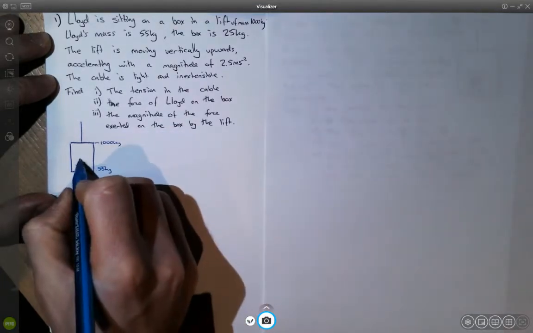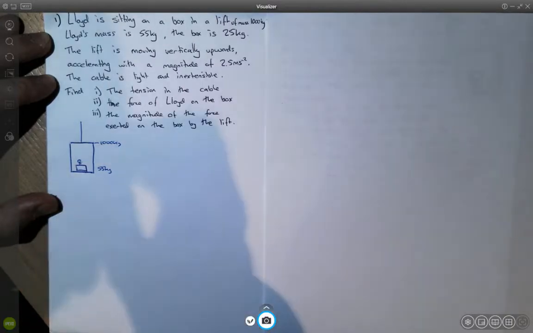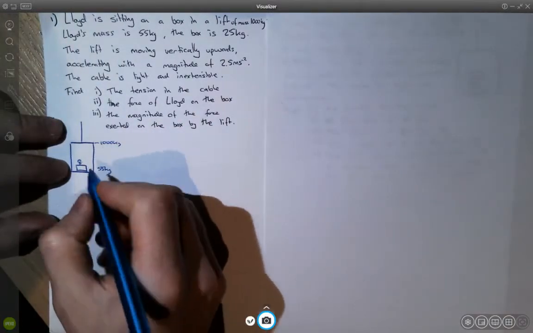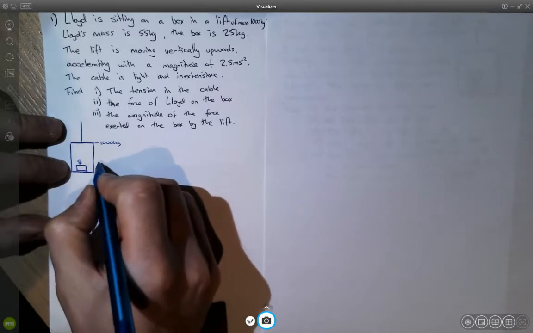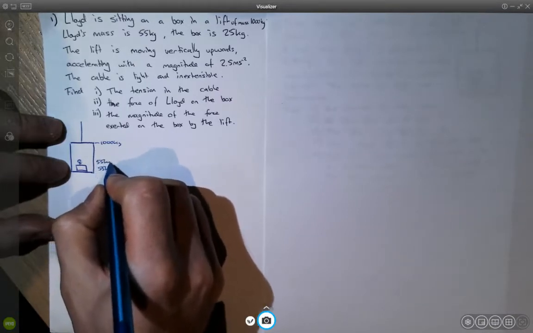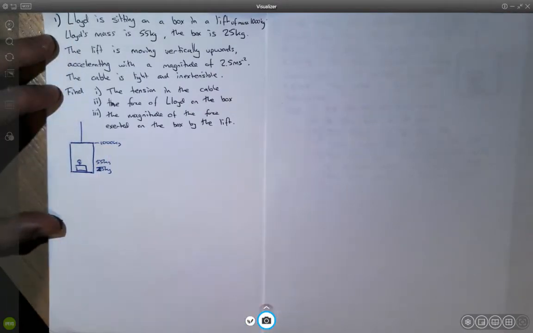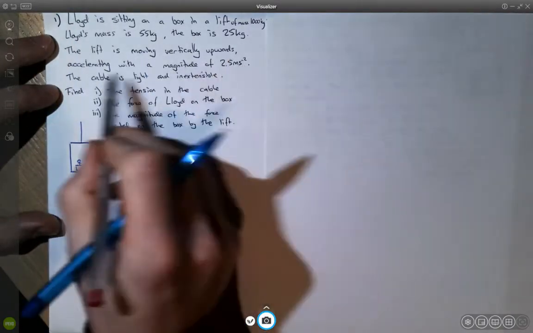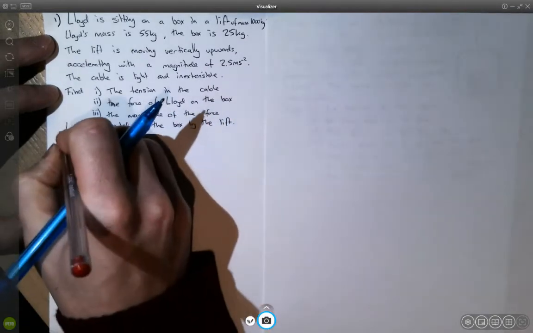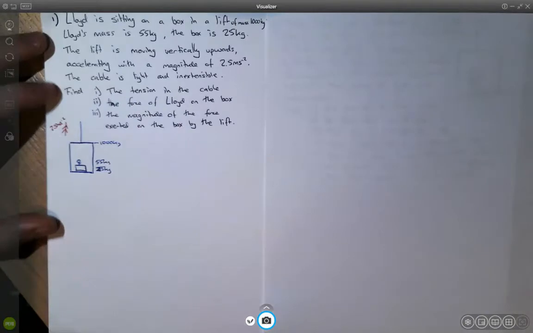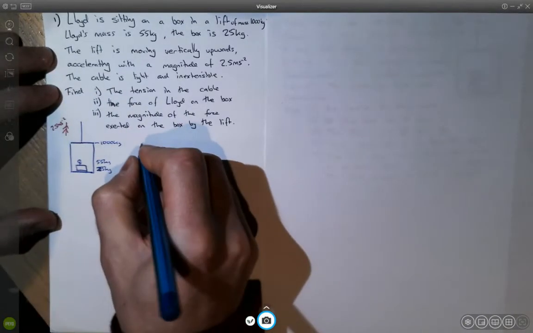And we have this Lloyd character sitting on a box, and his mass is 55. So the box is 25 kilograms. And then we know that it's moving vertically upwards, accelerating with a magnitude of 2.5 meters per second squared. So part I, we're asked to find the tension in the cable.